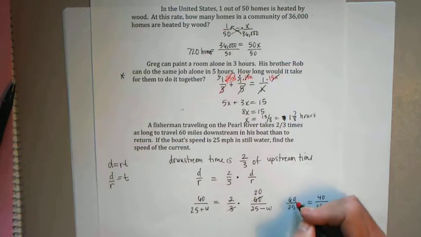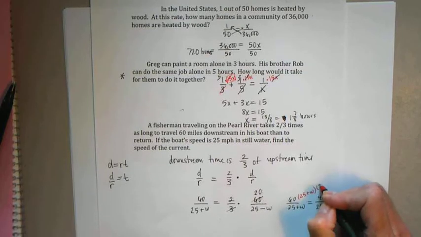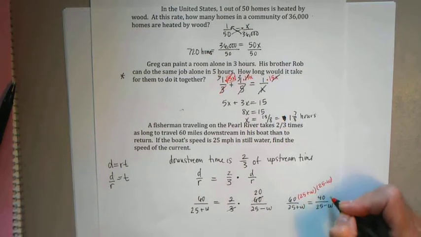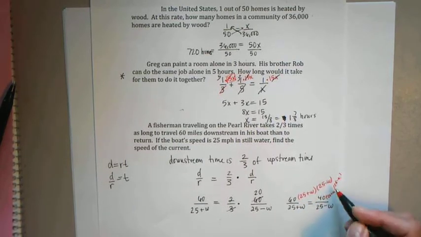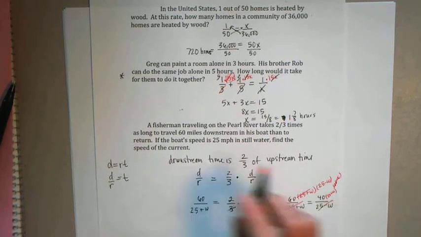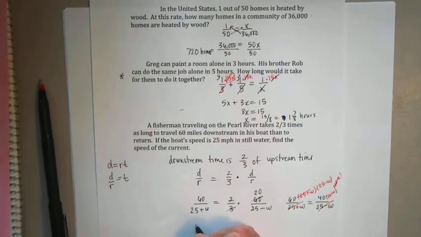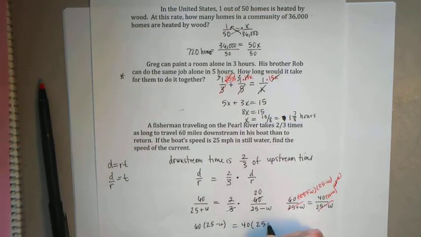Then I'm going to go ahead and multiply by the common denominator, and the common denominator is both 25 plus W and 25 minus W. And so we have to fit that in both of those, and I'm so out of room. But here the minus will cancel, won't it? And here the plus will cancel. So what I'm left with is my 60 times 25 minus W. I've got my equal sign, then I've got my 40 times 25 plus W.